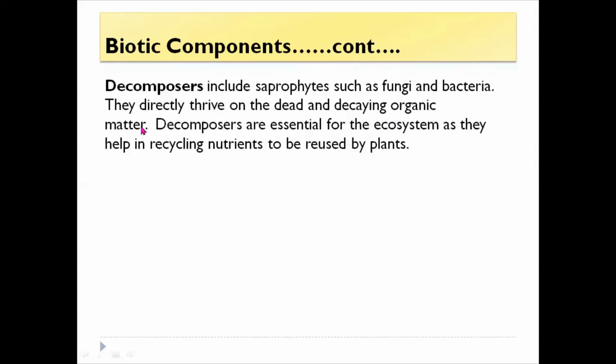जो organism मर चुके हैं, खत्म हो चुके हैं, उनको they are using as the source of food for them. तो उनको वो यूज करते हैं, उनको वो खाते हैं. So decomposers are essential for the ecosystem and they help in recycling nutrients to be reused by the plant. So वो क्या करते हैं? They use directly the dead and decaying stuff or organic matter.